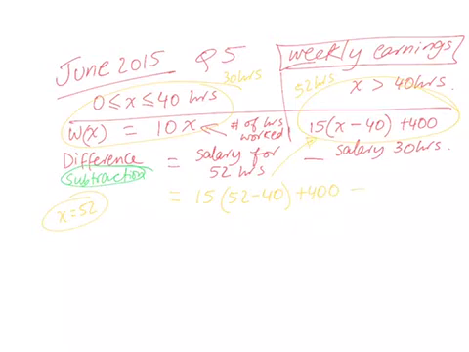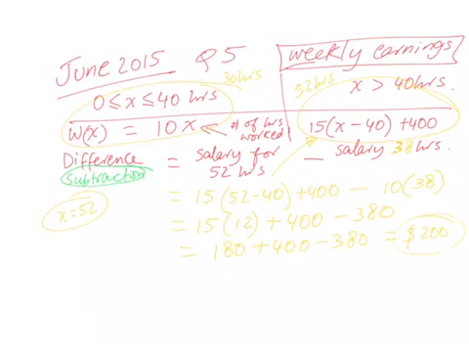And then I subtract 10x, but salary for 38 hours, sorry. Let's change this to 38. 10 times 38. Now if we solve this, we end up getting 15 times 12 plus 400 minus 380. Let's see what it gives us. So 15 times 12 is 180 plus 400 minus 380. If we solve this entire thing, we get a $200 difference.